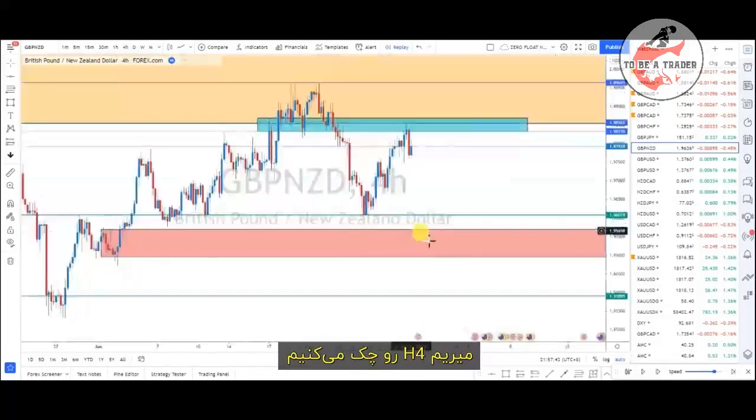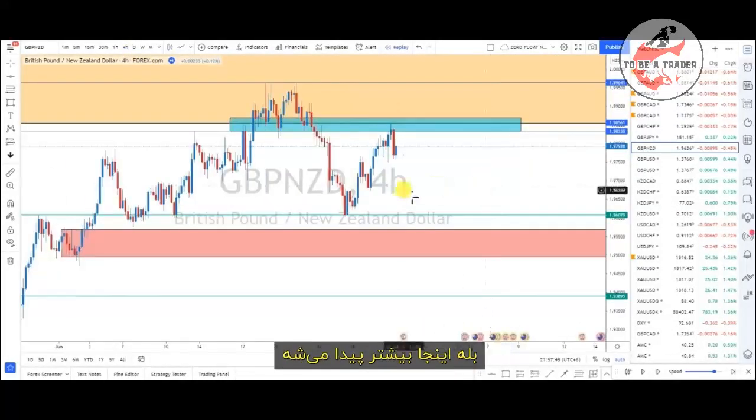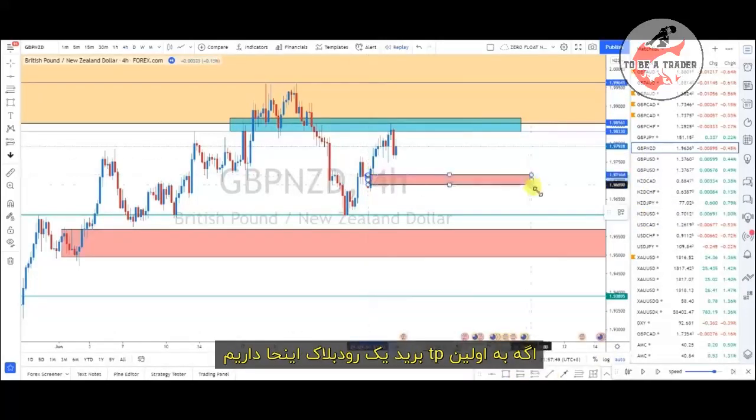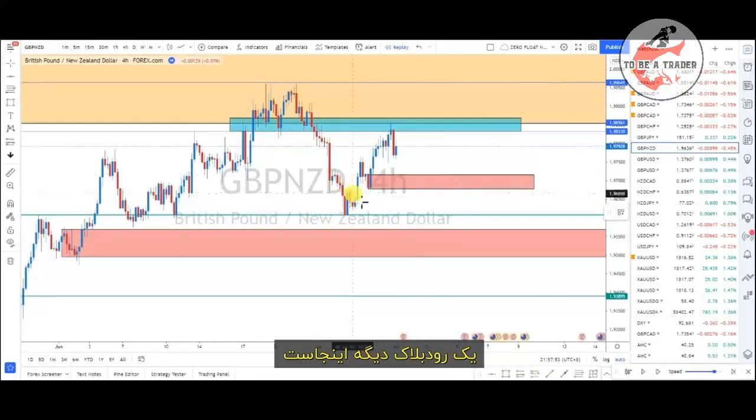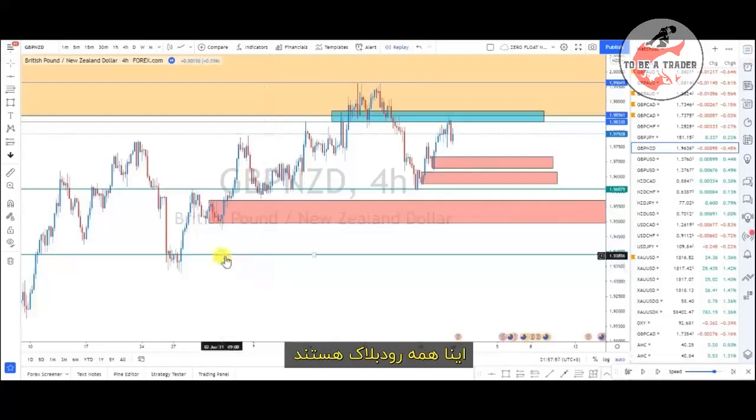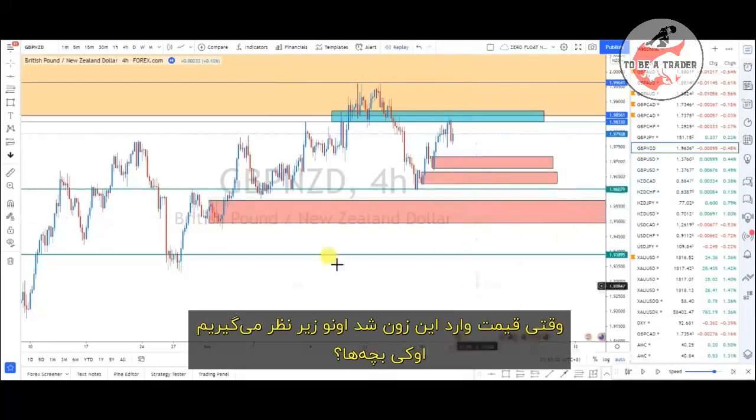Let's go to the H4 and check any. Yes, there are some more here. So we have some more roadblocks here. Even though you want to go to your first TP, there's a first roadblock ready here. There's another roadblock here. Okay, so these are all roadblocks, and that's all for here. So we have about three roadblocks. So we just monitor when price enters this zone.